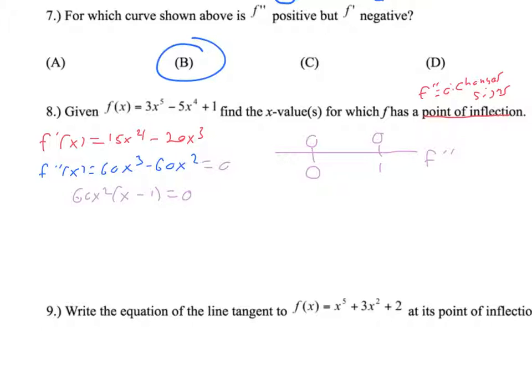All right. We now need to pick any x value that is not 0 or 1. Let's say 2. What is the second derivative at 2? Well, 60 times 2 squared is a positive number, and 2 minus 1 is a positive number. And again, I'm plugging them into the second derivative. So the second derivative at 2 is going to be positive.